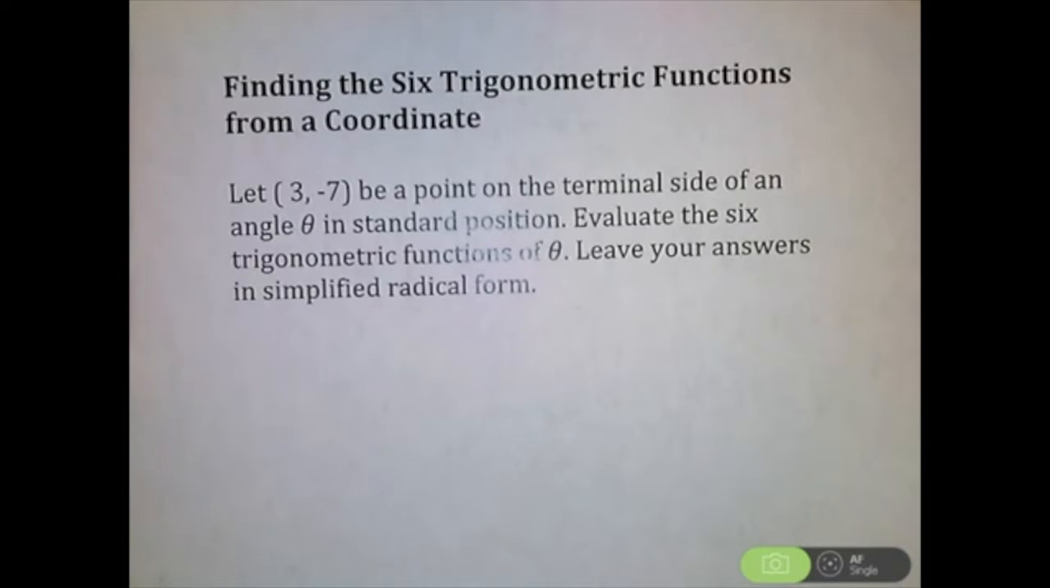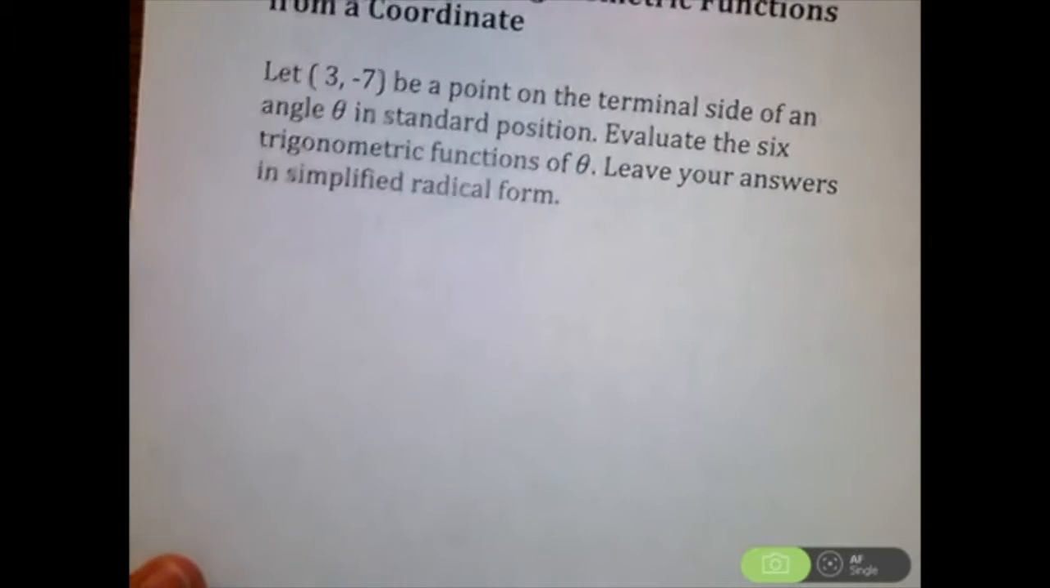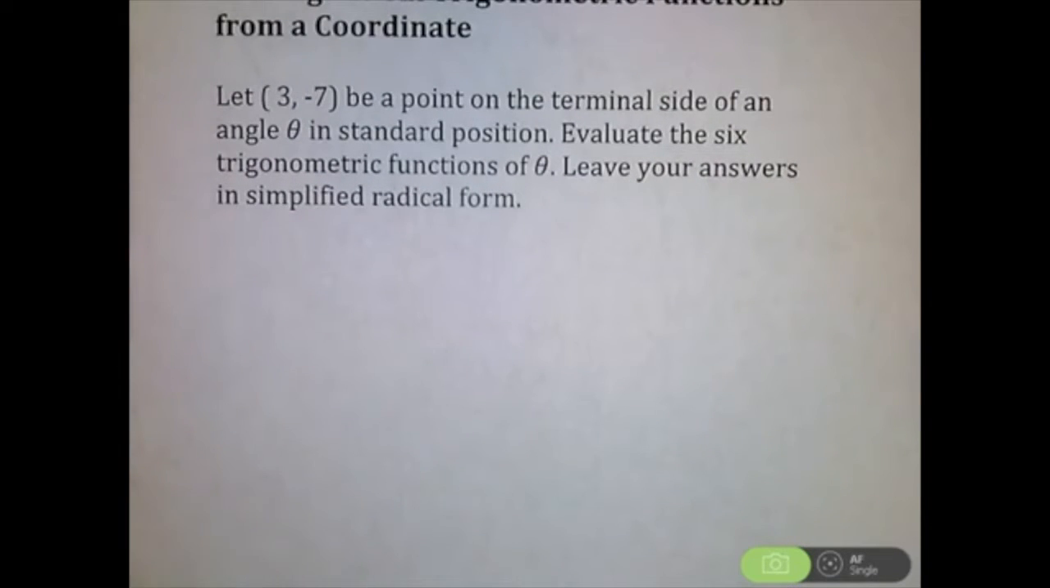Guys, we're going to talk about finding the 6 trigonometric functions from a coordinate. So the problem we're going to work through says: let (3, -7) be a point on the terminal side of an angle theta in standard position. Evaluate the 6 trigonometric functions of theta. Leave your answer in simplified radical form.